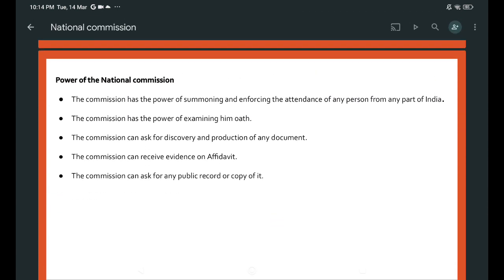Power of the National Commission. The National Commission has the power of summoning and enforcing the attendance of any person from any part of India. The Commission has the power of examining him on oath. The Commission can ask for discovery and production of any document. The Commission can receive evidence on affidavit. The Commission can ask for any public record or copy of it.